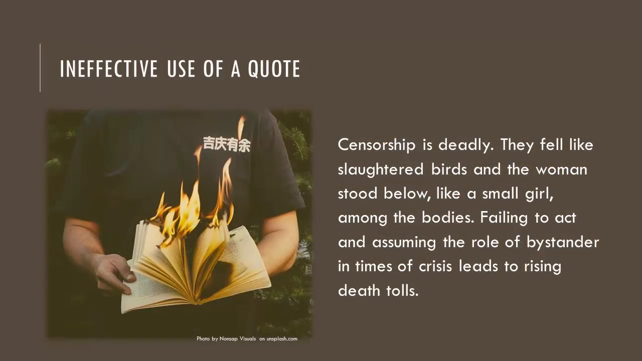Let's look at an example of a poorly integrated quote using Bradbury's Fahrenheit 451. "Censorship is deadly. They fell like slaughtered birds, and the woman stood below like a small girl among the bodies." Failing to act and assuming the role of bystander in times of crisis leads to rising death tolls. This is not effective because the writer has established no context for the reader, and the quote is not explained clearly. The introduction, "Censorship is deadly," is alarming and does not effectively establish a foundation for the reader to understand the quote. Without background information, the reader does not know that "they" in the context of this quote refers to books and may assume something more literal like the burning of people.